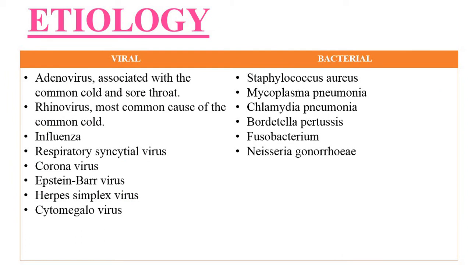Let's see the major etiological factors of tonsillitis. Usually it is believed that tonsillitis develops because of viral etiology. At the same time, bacteria can also cause tonsillitis. The major viral causes include adenovirus, which is associated with common cold and sore throat, and rhinovirus, the most common cause of common cold. Then the other major viruses are influenza virus, respiratory syncytial virus, and coronavirus, the newly discovered virus. Epstein-Barr virus, herpes simplex virus, and cytomegalovirus are also responsible for developing tonsillitis.